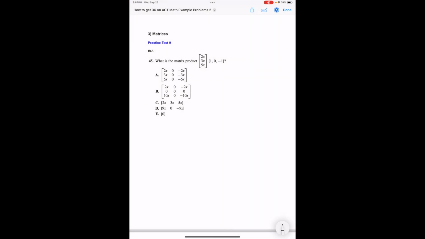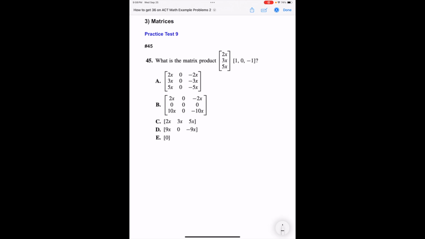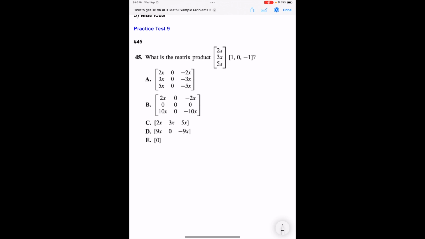Okay, so let's look at a matrices problem. This is from practice test 9, and this is question number 45. And it asks, what is the matrix product of these two matrices right here? So when we're doing this, you simply just multiply over. So we're going to create a new matrix. And since this is 3 rows right here, and this is going to be 3 columns, then the answer should have 3 rows and 3 columns as well.